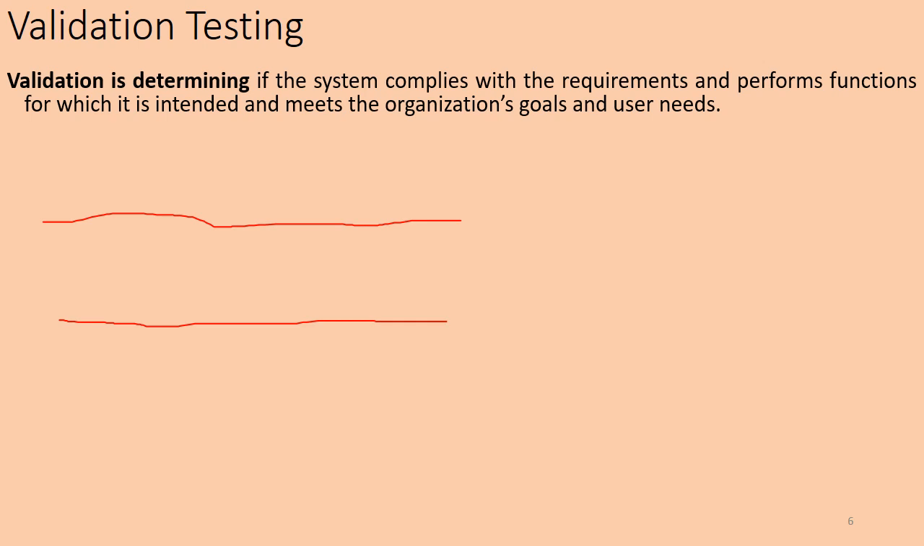Verification means whether you have implemented all the functions correctly or not. Validation means whether, with the functions you have implemented, you are able to satisfy the requirements of the customer, the needs of the organization, and also the users, with the help of that system. This is validation. It follows integration testing.